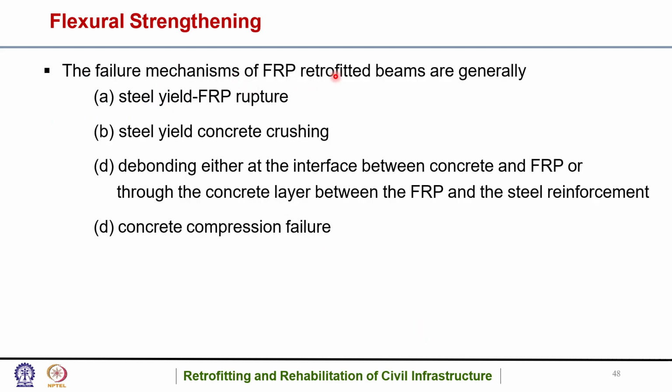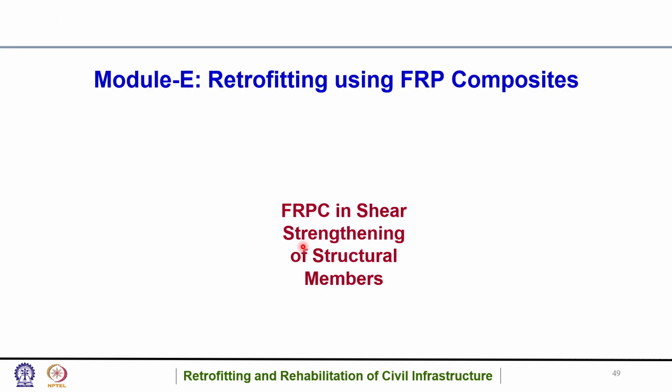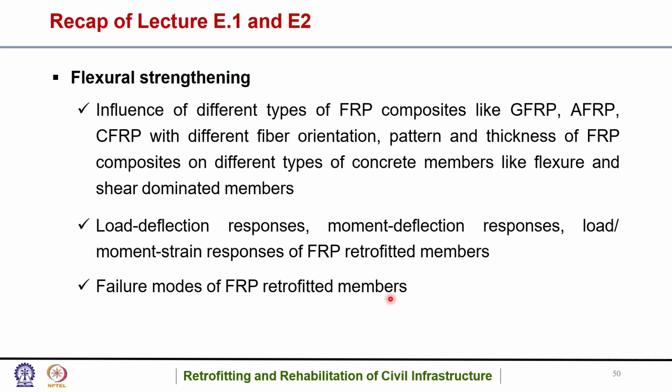The failure mechanisms of FRP retrofitted beams are generally: A. Steel yield, FRP rupture, B. Steel yield, concrete crushing, C. Debonding either at the interface between concrete and FRP or through the concrete layer between the FRP and the steel reinforcement, and D. Concrete compression failure. Okay, basically 4 types. So that was basically this lecture, which studied the flexural strengthening of FRPC strengthened structural members. Okay, so the next lecture will be FRPC's shear strengthening of structural members.